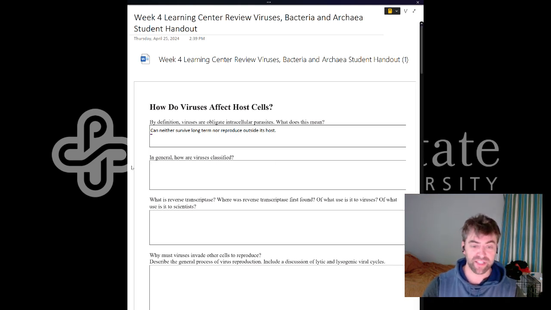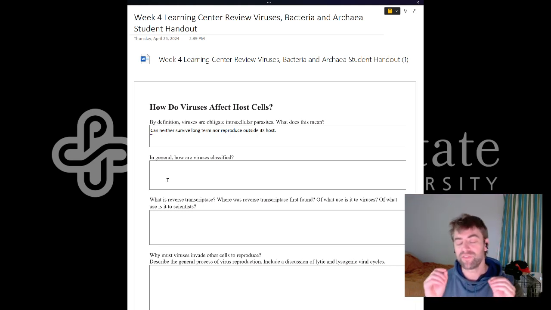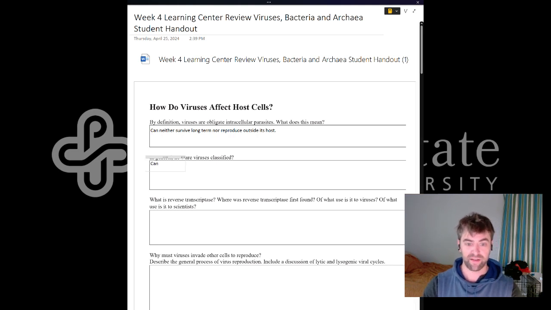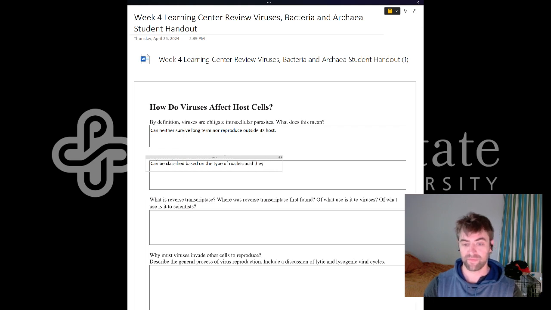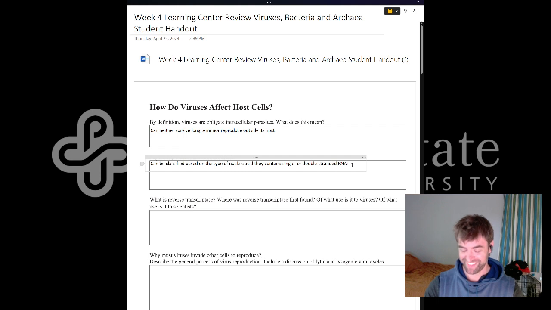So in general, how are viruses classified? Viruses can often be classified based on the type of nucleic acid that they contain. So you can have single or double-stranded RNA or single or double-stranded DNA, for example.